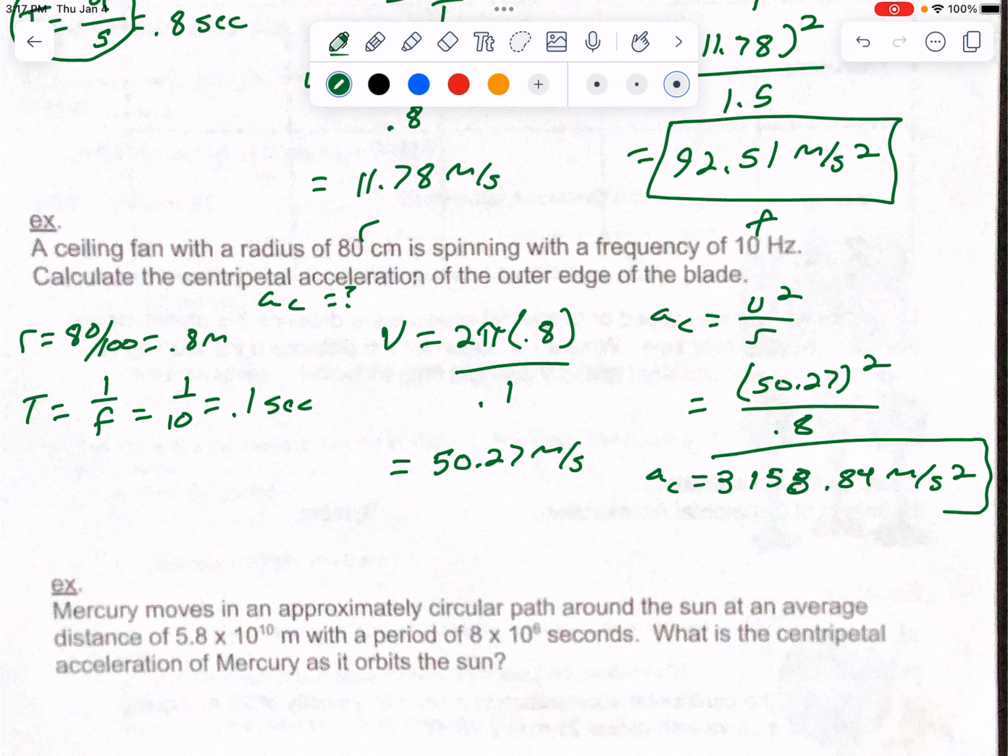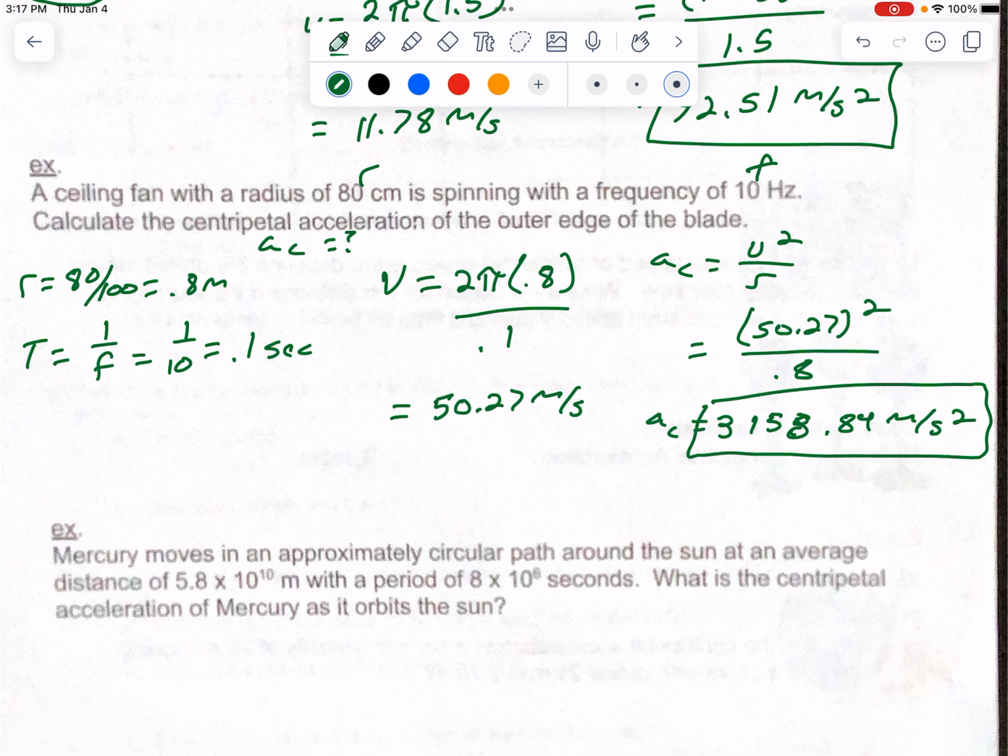Now it is okay to get bigger answers. We're talking about a small fan that's moving very quickly. It is covering a lot of ground. It spins around 10 times in a second. So you're going to see typically higher numbers when you talk about velocity and acceleration.